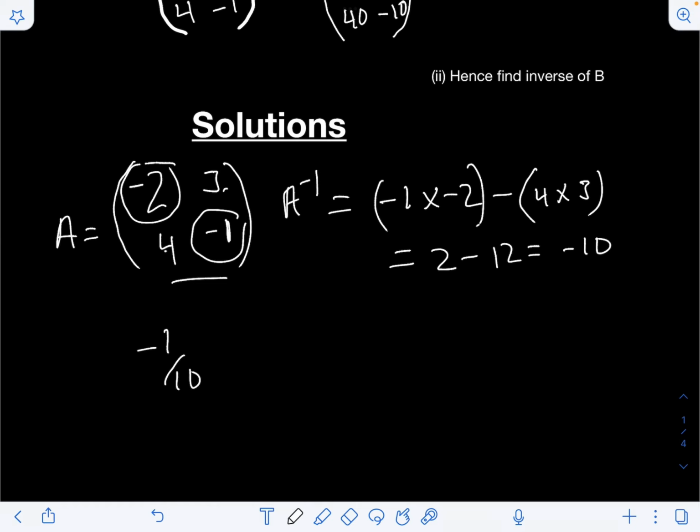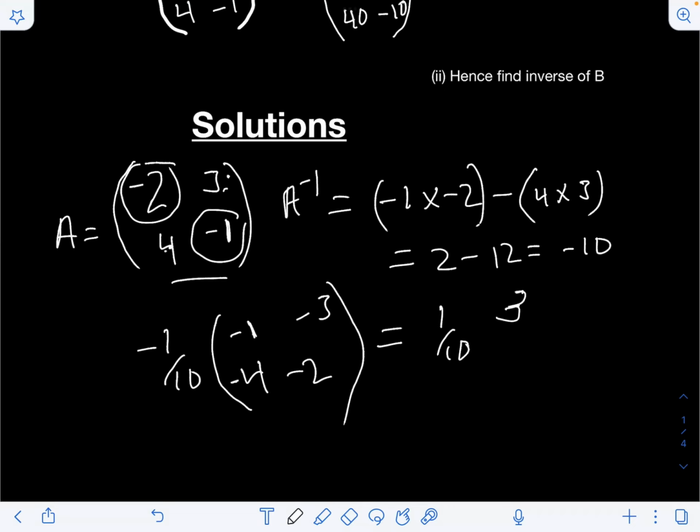We reciprocate it, -1/10 in brackets. We interchange these two numbers, putting -1 up there and -2 down there. Then we change this one to -3 and this one to -4. We change the sign of these two, and interchange this number with that number. So -1/10 times -1 will give us 1/10. Then -1/10 times -3 will give us 3/10.